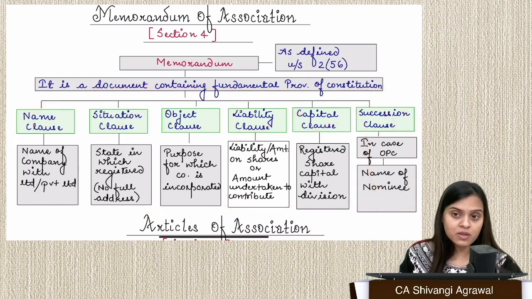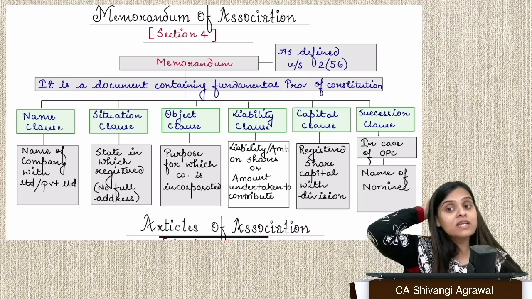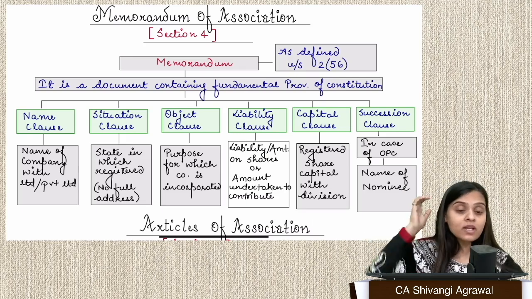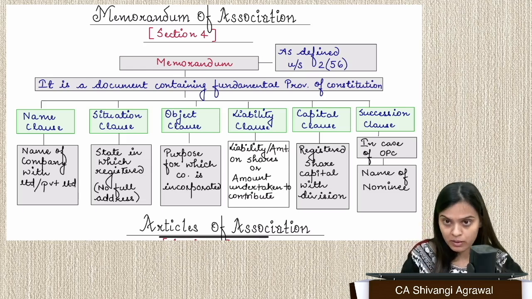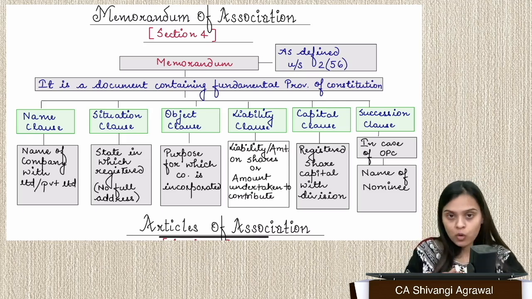Succession clause is not something which is found in all the cases. It is found only in case of OPC, right? Because therein you have the name of the nominee. So in case of OPC, there is just one member who has to give a name of a person who is eligible to become a nominee, who will take the place of the sole member in case of death or incapacity of the sole member, right? So that is a clause which is there only in case of OPC.